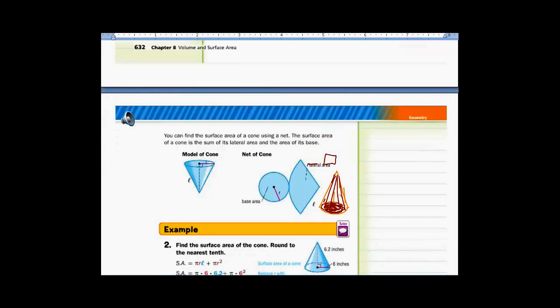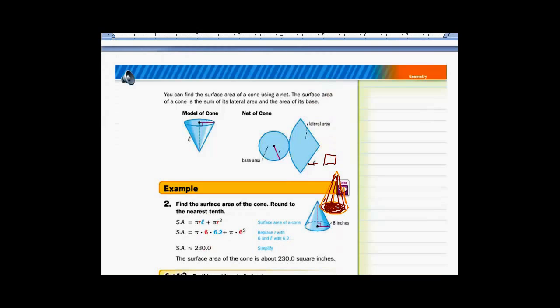It says you can find the surface area of a cone using a net. So I think that this is probably more confusing because really this looks like a quarter of a circle. We really don't have a formula for the quarter of a circle, but you do what you want with that. Some people see it easier if they can see it broken down, and that's fine. Let's look at example 2.